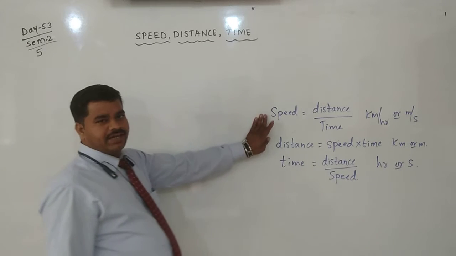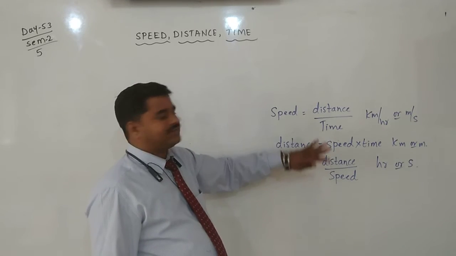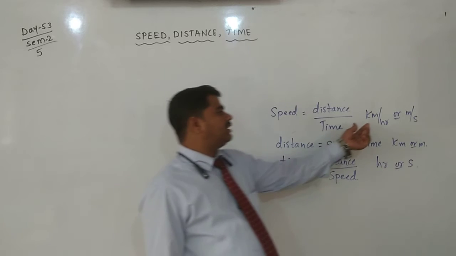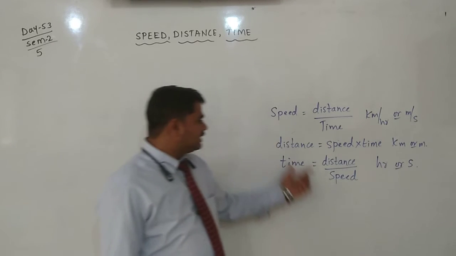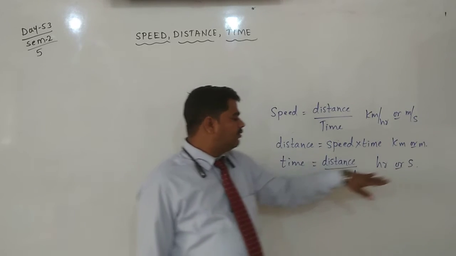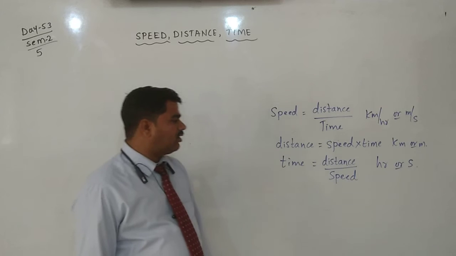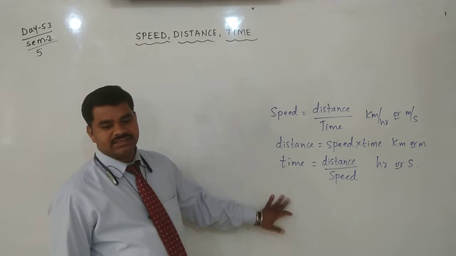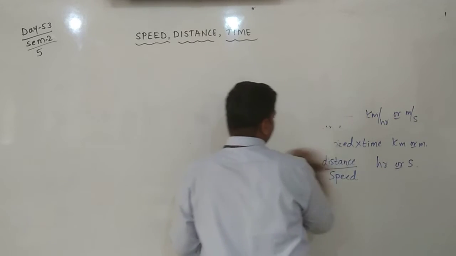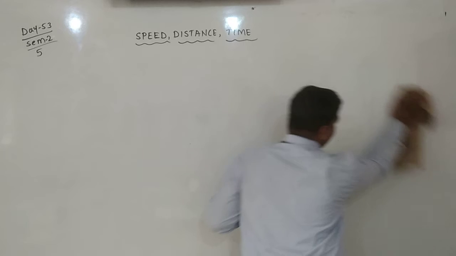These three formulas are very important. First you should know this one, and after that, while rearranging, you can get the others. Speed equals distance by time, calculated in kilometers per hour or meters per second. Distance equals speed into time, in kilometers or meters. Time equals distance by speed, in hours or seconds. Very simple. Now we can solve story problems by using these formulas.